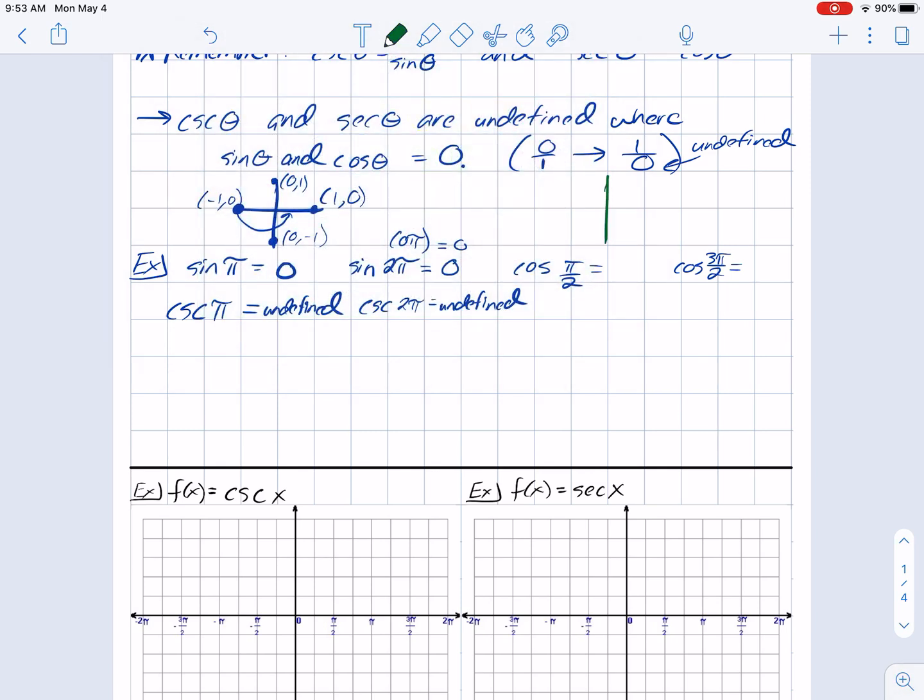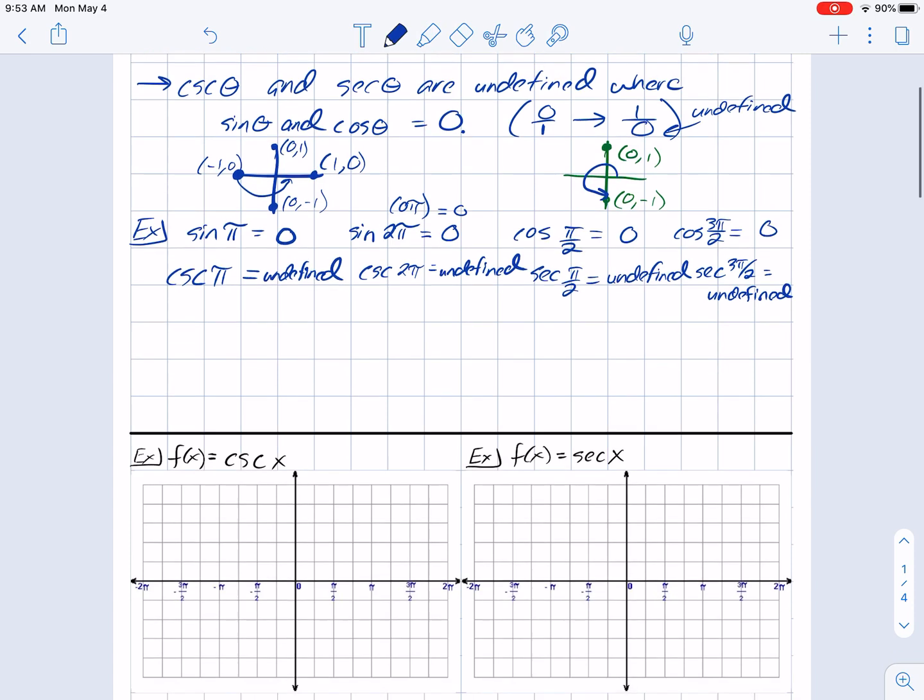So for cosine, remember cosine is x. Up here at 90 degrees, it's 0, positive 1. Down here at 3 pi over 2 radians, it's 0, negative 1. Well, at pi over 2, the x-coordinate is 0. So then for the secant of pi over 2, this would be where our function is undefined. And same for 3 pi over 2. That would be down here at 270, where the x-coordinate is 0. Therefore, the reciprocal secant of 3 pi over 2 is also undefined. Okay.